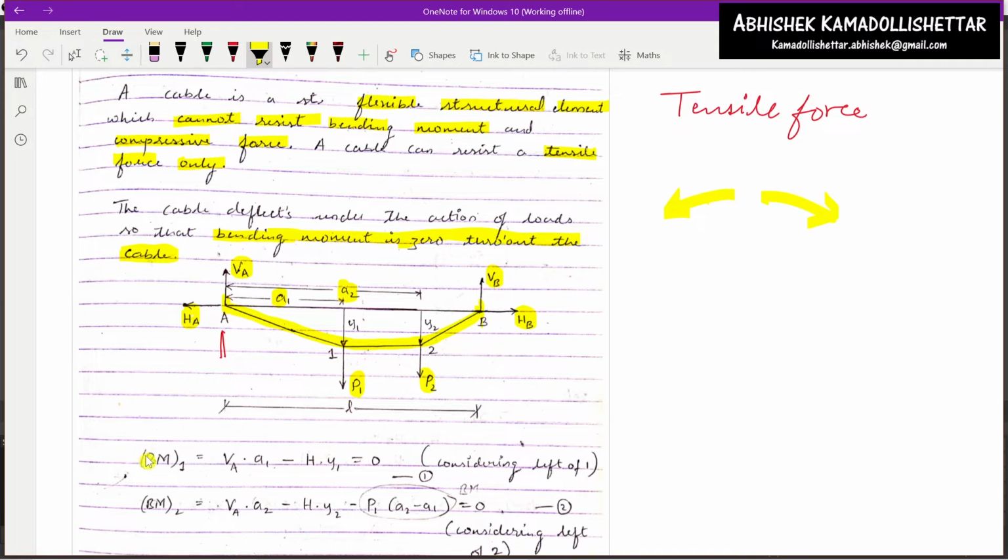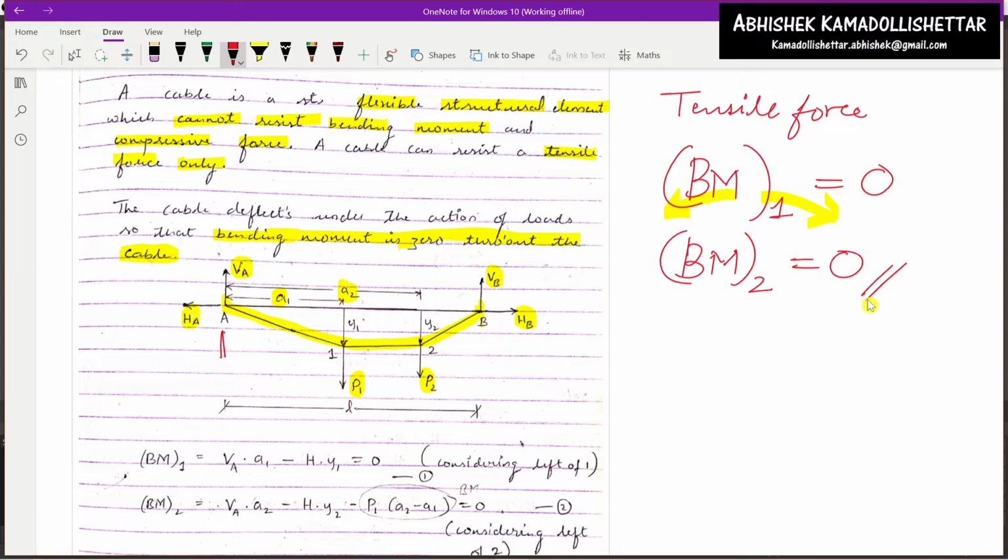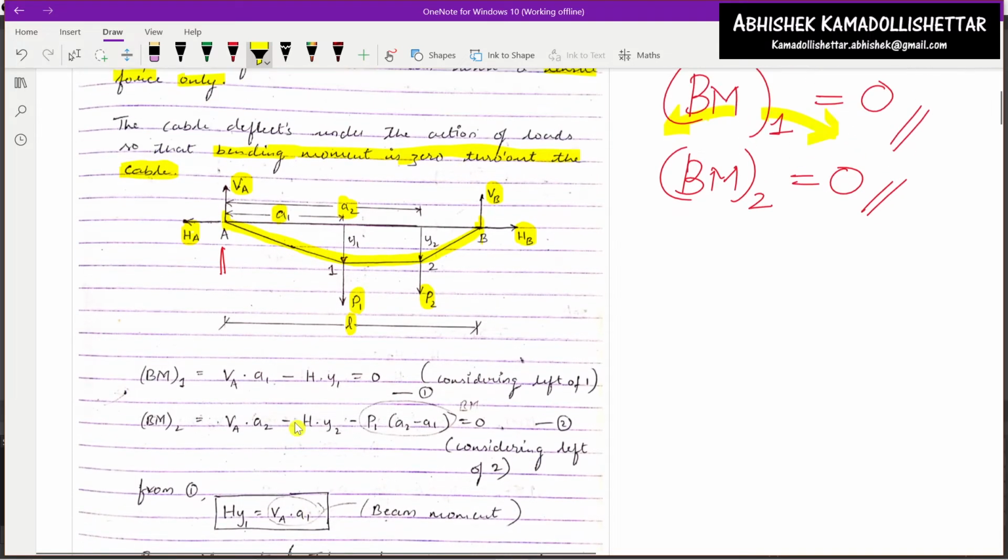Now let us apply the bending moment. Since we have two extra equations here, the bending moment at location 1 is equal to 0 and the bending moment at location 2 is equal to 0. These are the two extra conditions that will help us find the tension forces. The total length of the cable, straight length, is small l. The length between the supports is small l.